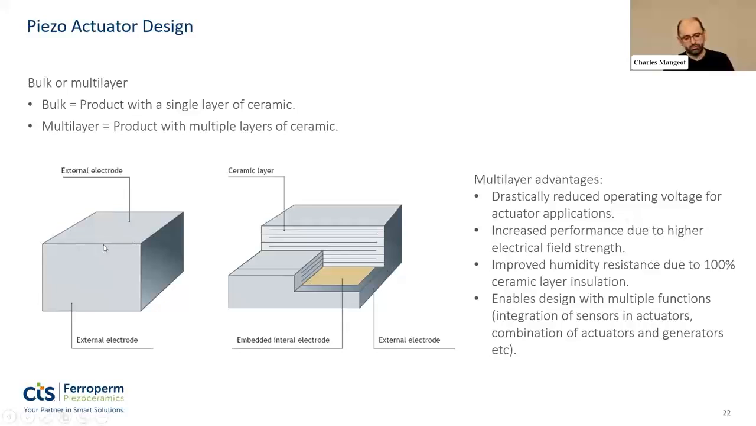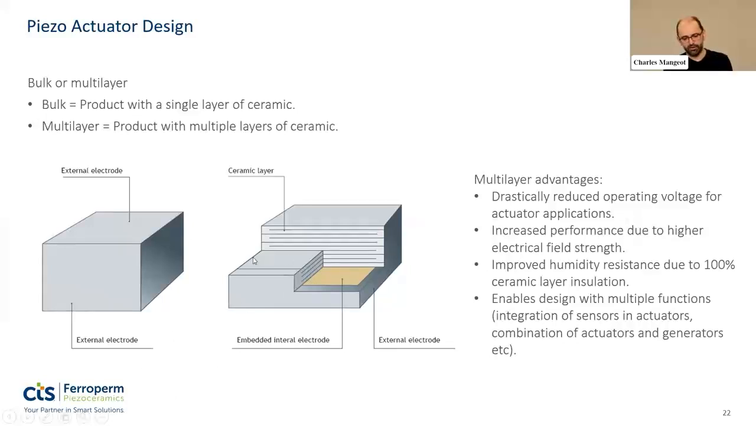So a bulk component will have electrodes on top and bottom, and these are the electrodes that you see that apply the electrical field on the actuator. So this means the field is somewhat limited. You cannot apply too high a field, otherwise you will have sparks on the edges. And also the active material is exposed to the environment.